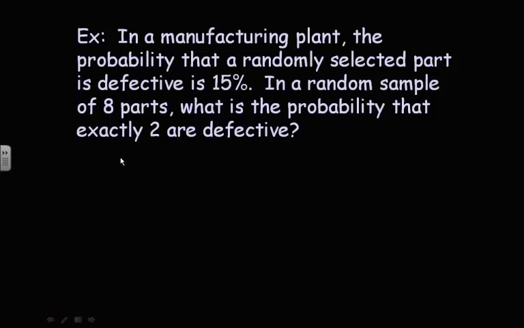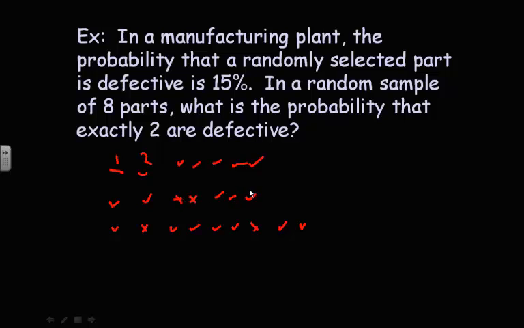So for example, if we're selecting 8 parts and we want 2 to be defective, we could have number 1 be defective and number 2 be defective, but then the rest are okay. That would be one way to do it. Or maybe the first 2 are okay, but then 3 and 4 are bad, and then the rest are okay. Or maybe the first one's bad and that one's good, and then bad, and then the last one, and so on. So there's lots of different ways that this could happen if we want 2 to be defective out of 8.